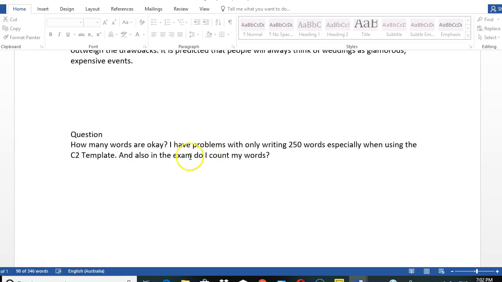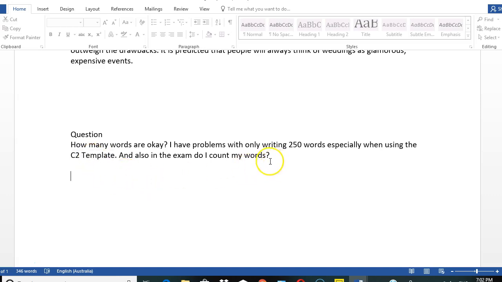To answer your question, how many words are okay? 250 words up to 300 words are okay. Yes, the C2 template is wordy. I know that. So don't try to rely on it too heavily. Try to use a couple of very useful expressions, but don't try to remember it by heart. It won't work. It won't work with any argumentation because your structures take up more space, more word limit than your argument. So try to reduce the C2 template for yourself.